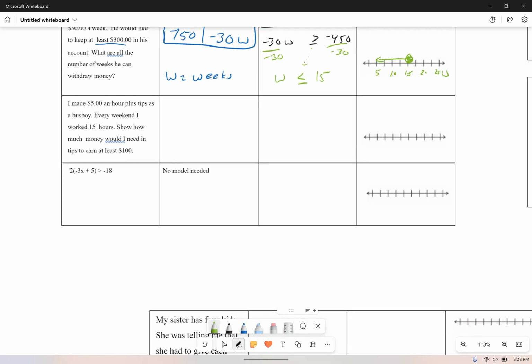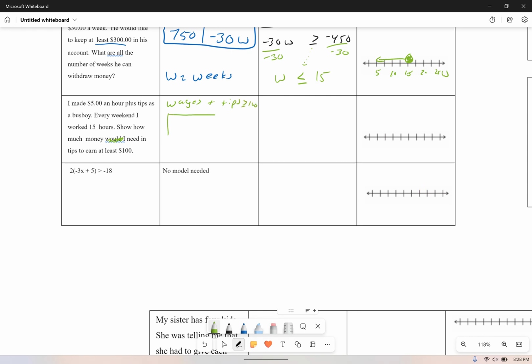This one was also a really good question and really, really tough because a lot of people made mistakes on this. It says, I made $5 an hour plus tips as a busboy. Every weekend I worked for 15 hours. Show how much money I would need in tips to earn at least $100. So I have my wages plus the tips, and I want it to be greater than or equal to 100.